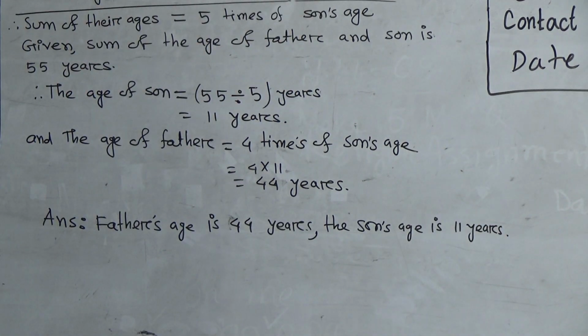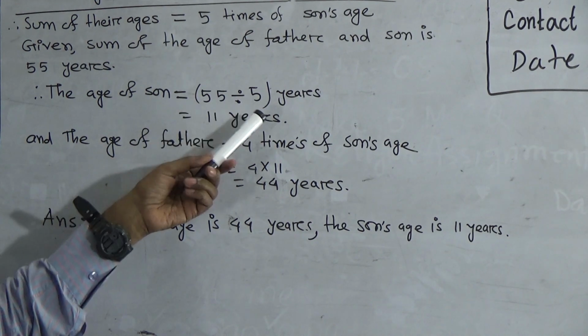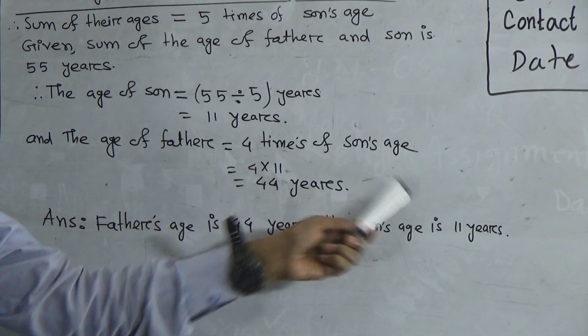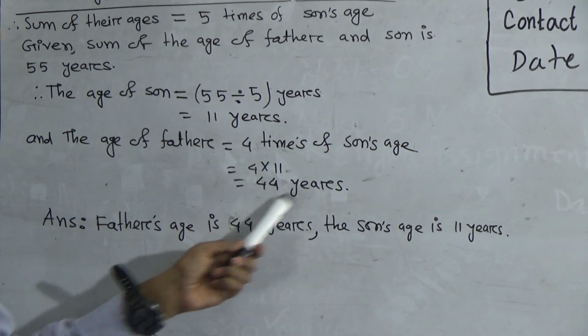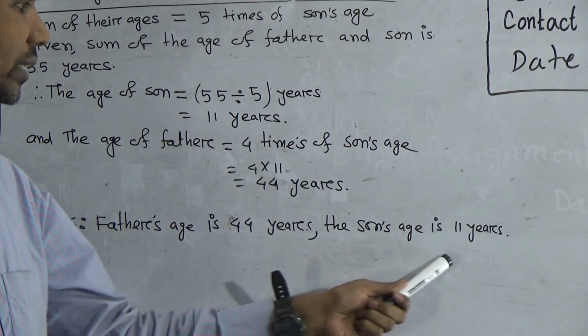Okay student, look, the age of son equal to 11 years. 55 division 5 equal to 11 years. And the age of father, 4 times of son's, that means 4 into 11, that means 44 years. Therefore, father's age is 44 years and the son's age is 11 years.